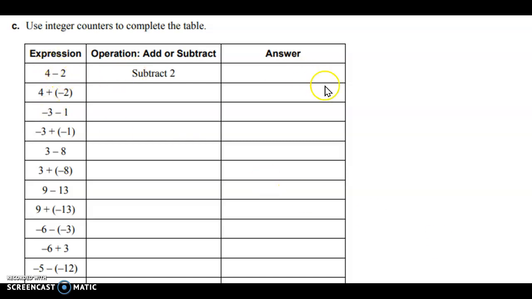Alright, so now we've got a few of them to do. We already did 4 minus 2. It's subtracting, and we get 2. And then this one, addition, and we still got 2. Negative 3 minus 1, we just did also. You're going to subtract 1 positive from that, and we got negative 4. So, negative 3 plus negative 1, they're the same sign, so you add them. So we're going to add negative 1 to negative 3, and we get negative 4. So let's try 3 minus 8.